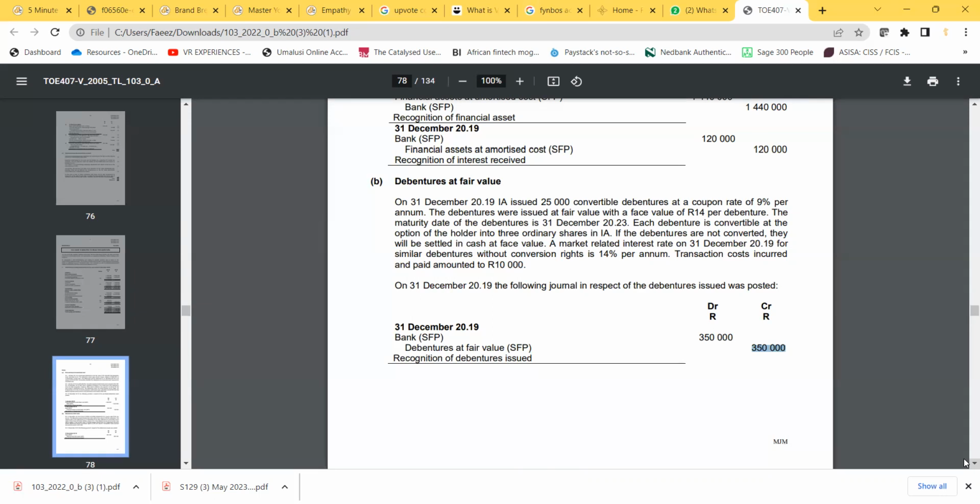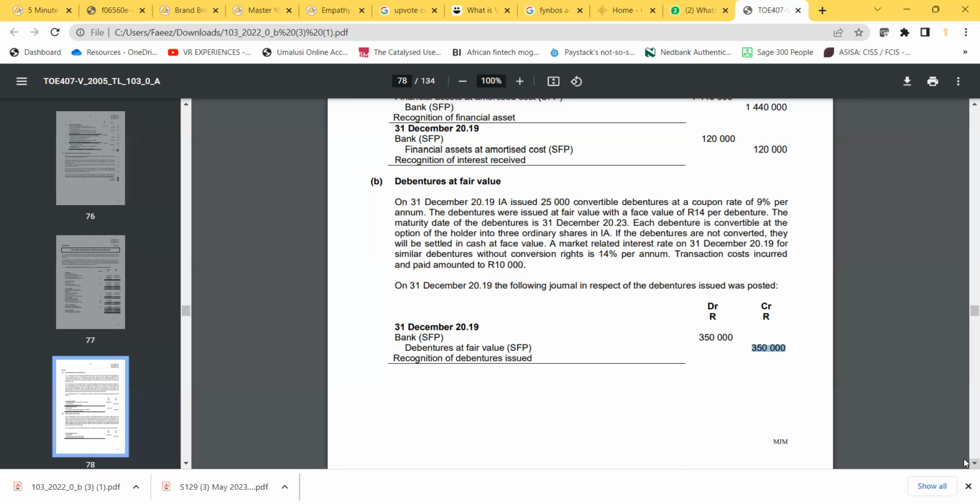They say that the debentures were issued at fair value, with a face value of 14 Rand per debenture. The maturity date of the debenture is 31 December 2023. So at this stage, we can work it out. That was issued on 31 December 2019. So 2020, 2021, 2022, 2023. So that is 4 years. Each debenture is convertible at the option of the holder into three ordinary shares.